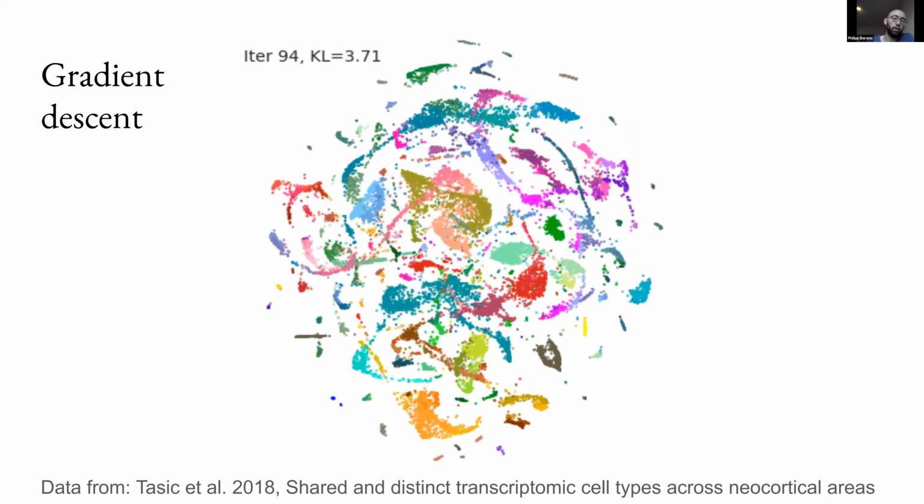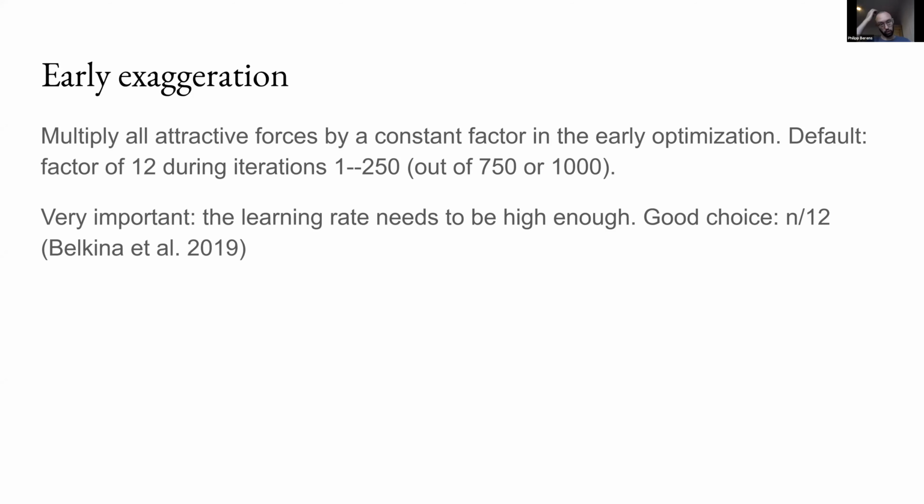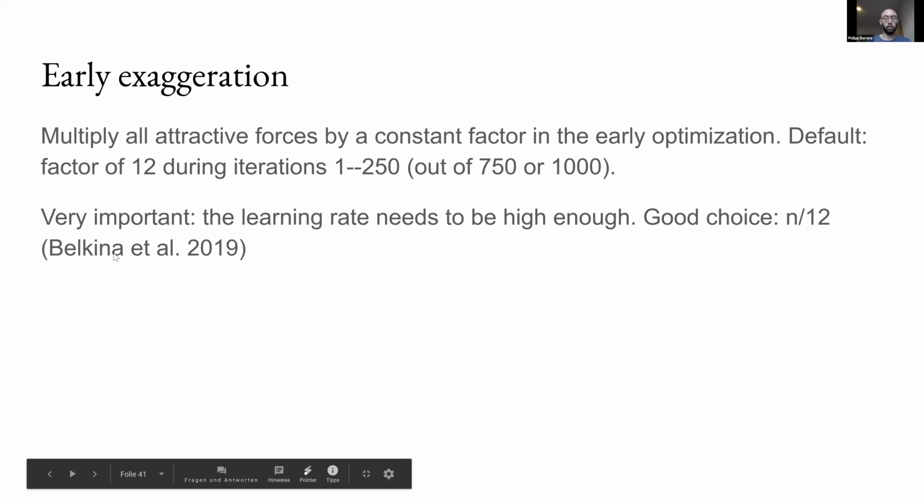So there's one trick. It's called early exaggeration, and you do that to, in the beginning, get all the points that are similar or are neighbors in the high dimensional space closer together. So during the early phase of the optimization, you multiply all attractive forces by a constant factor, 12, during the first 250 iterations. Of course, those are kind of arbitrary numbers, but when you do that, what's important is that the learning rate needs to be high enough. There's a paper by Anna Berkina that studied that in detail.